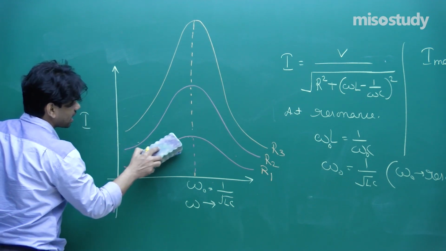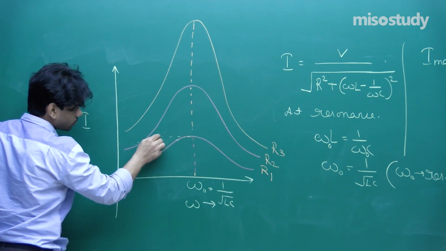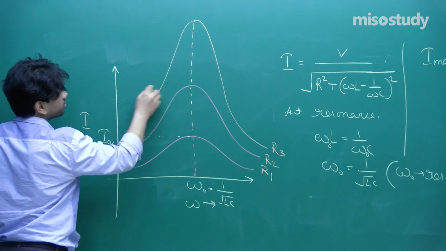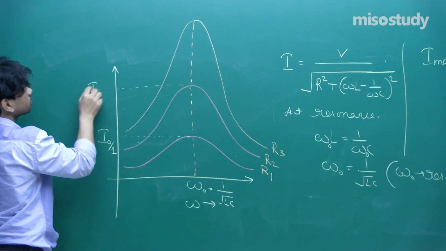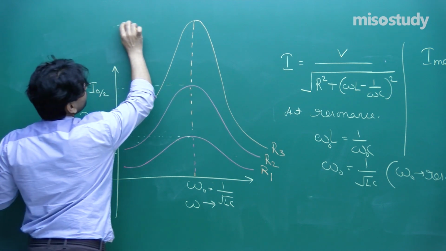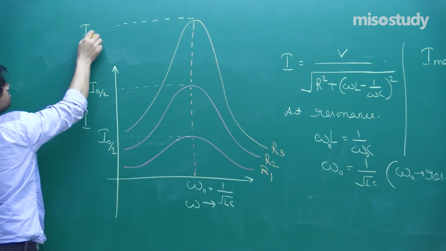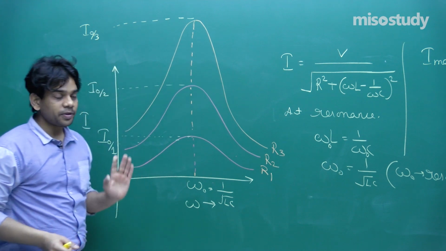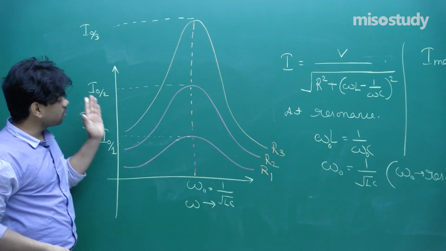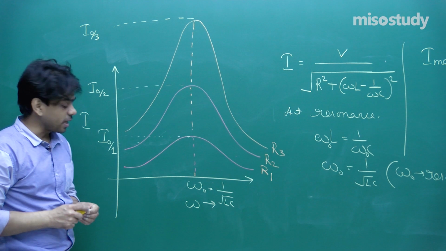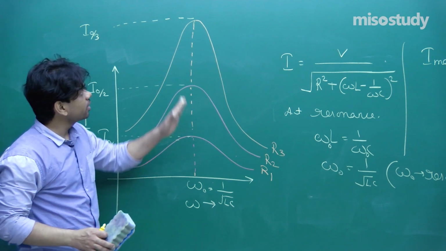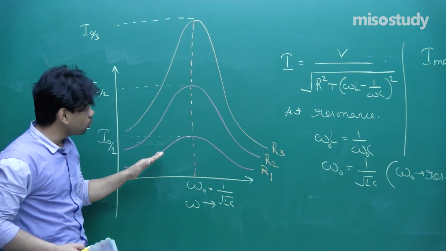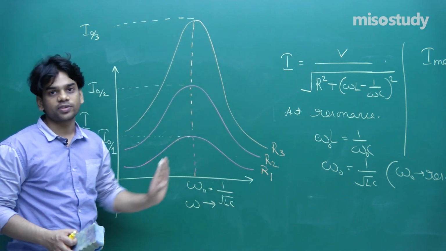Let me be more exact. This is I naught 1, this is I naught 2, and here we have the maximum value of current, that is I naught 3. Whenever you get such a curve between maximum current and the applied angular frequency of the source, you see that for such a value of resistance it is sharper at the top end, and it is flatter for a higher value of resistance.